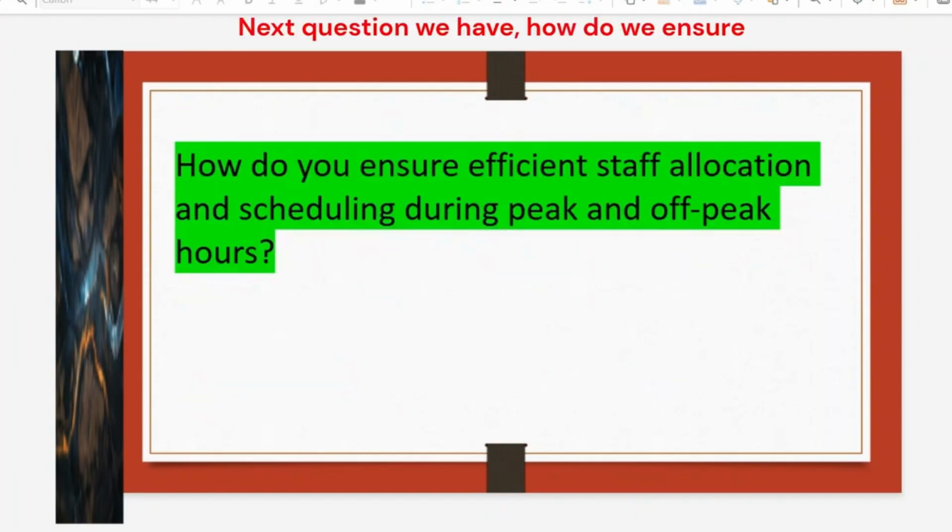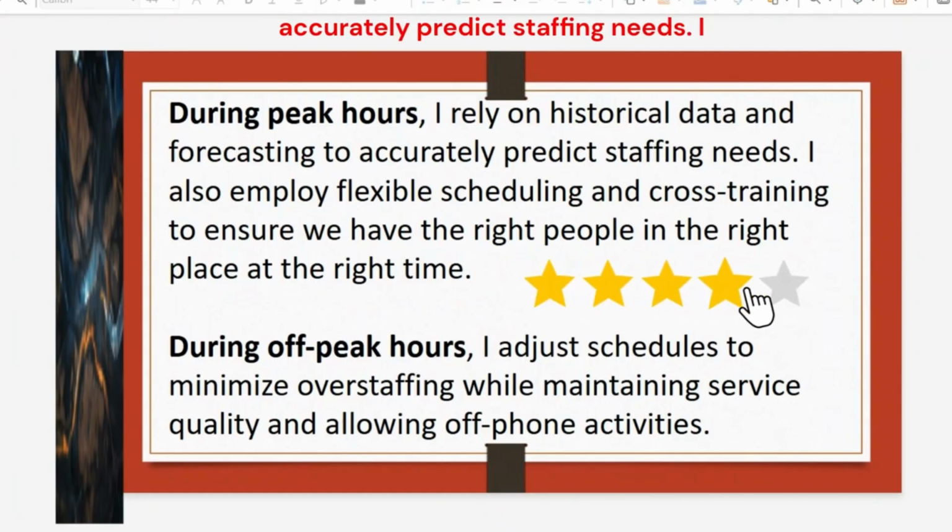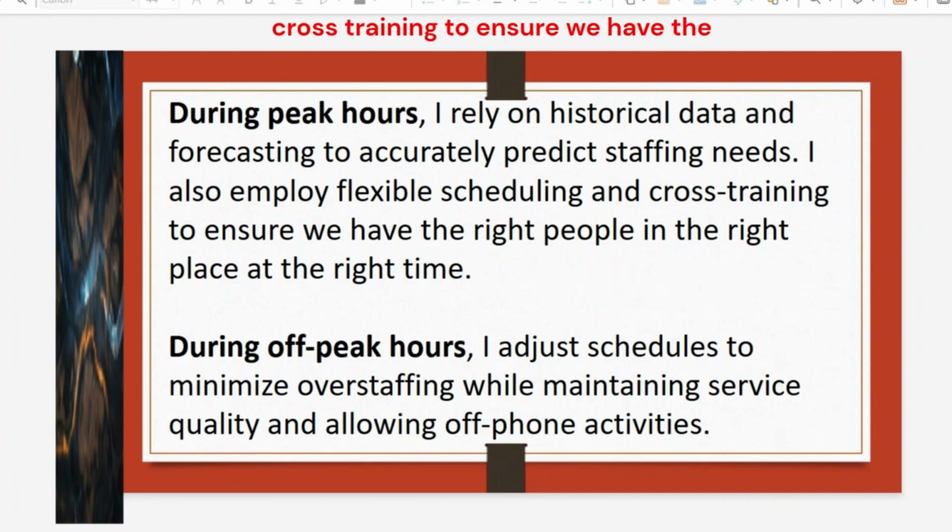Next question we have: how do you ensure efficient staff allocation and scheduling during peak and off peak hours? The answer you may provide: during peak hours, I rely on historical data and forecasting to accurately predict staffing needs. I also employ flexible scheduling and cross training to ensure we have the right people in the right place at the right time. During off peak hours, I adjust schedules to minimize overstaffing while maintaining service quality and allowing off phone activities.